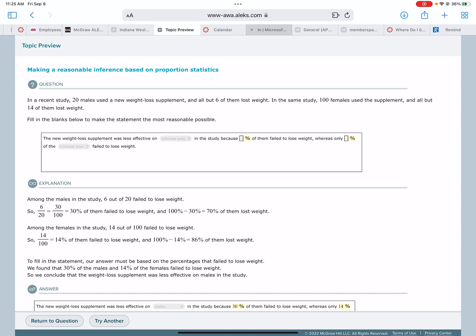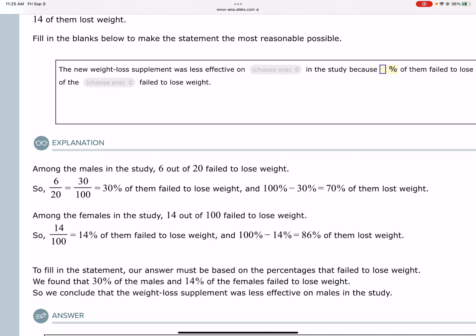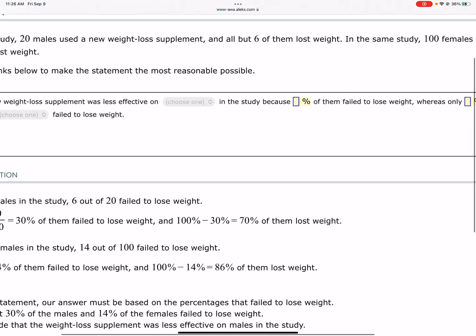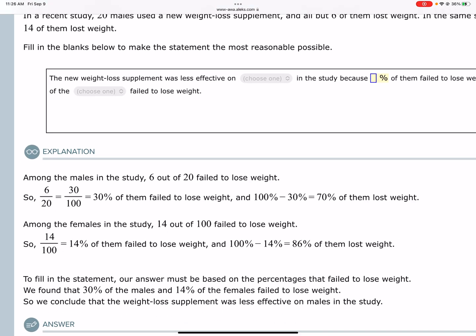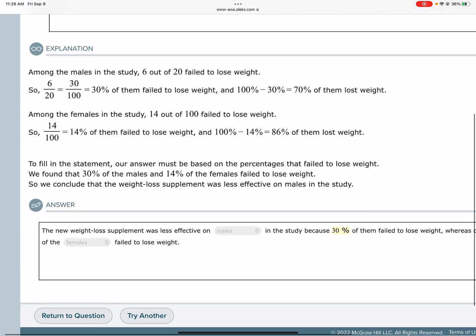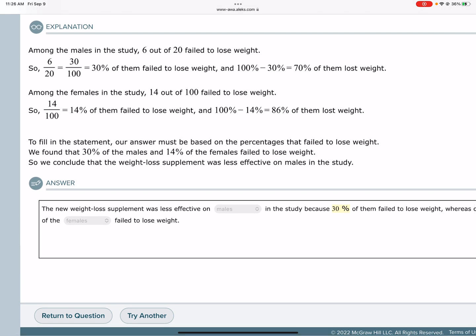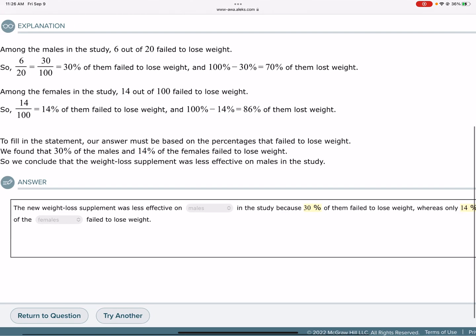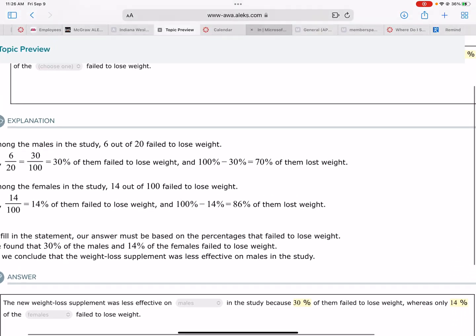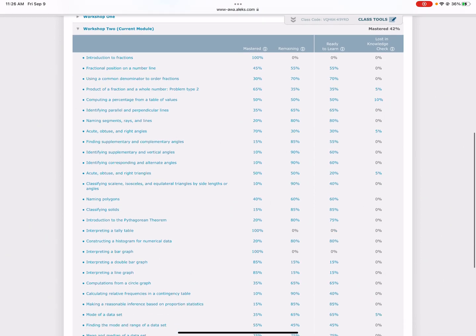So we're going to go ahead and solve them. We have 6 out of 20 of the males, or 30%, failed to lose weight, so 70% did lose weight. Among the females, 14 out of 100 did not lose weight, so 86% lost weight. Now we can fill in our percentages. The new weight loss supplement was less effective on males because 30% of them failed to lose weight, where only 14% of the females failed to lose weight.